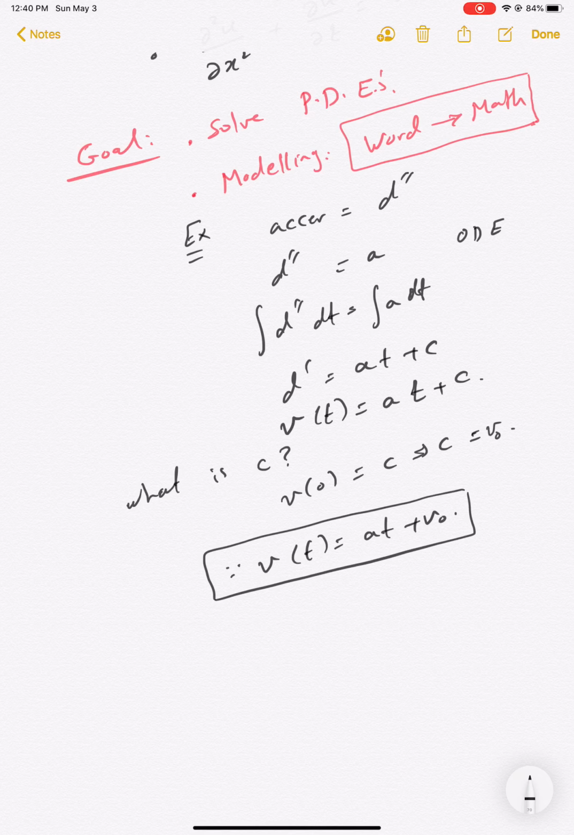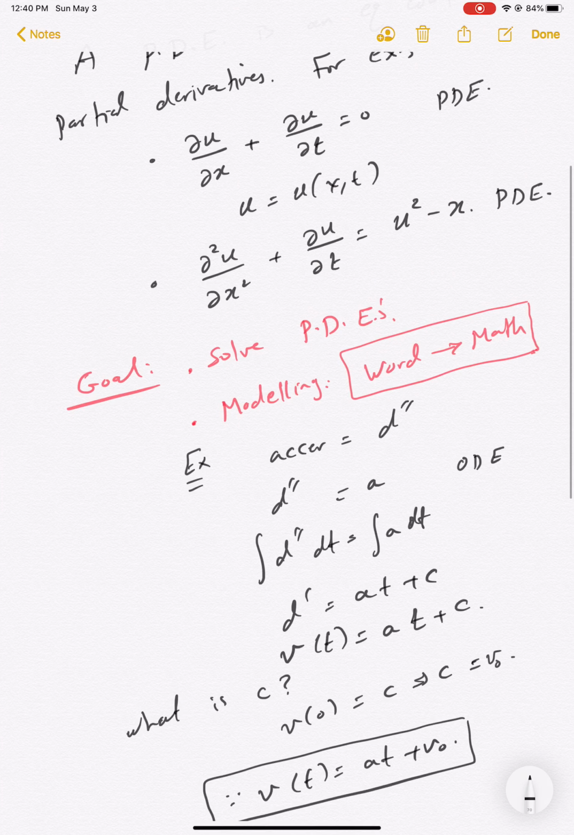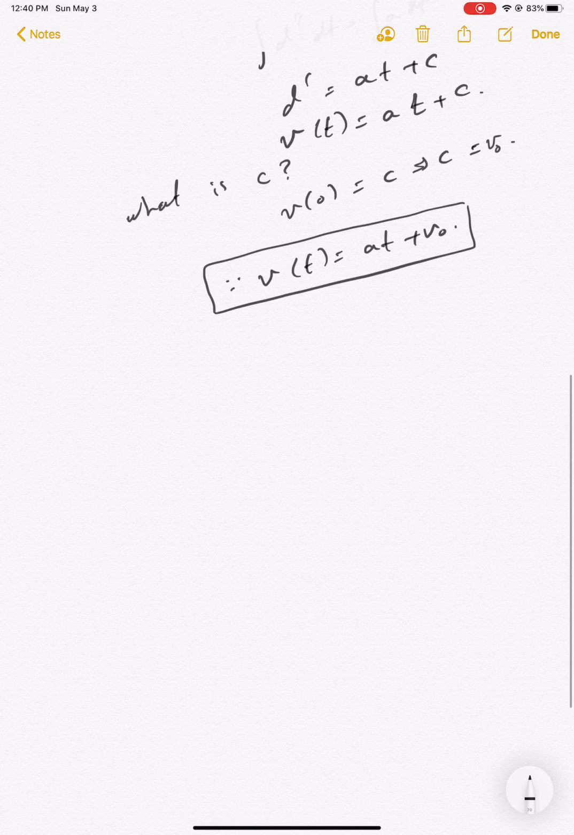We'll solve them. However, for the modeling, I will refer you to the proper textbook to see how these equations are derived. They are very basic, but we don't have time to go over them. Okay, so this is the main goal for this chapter. After modeling, we will be solving partial differential equations. So how do we solve partial differential equations?